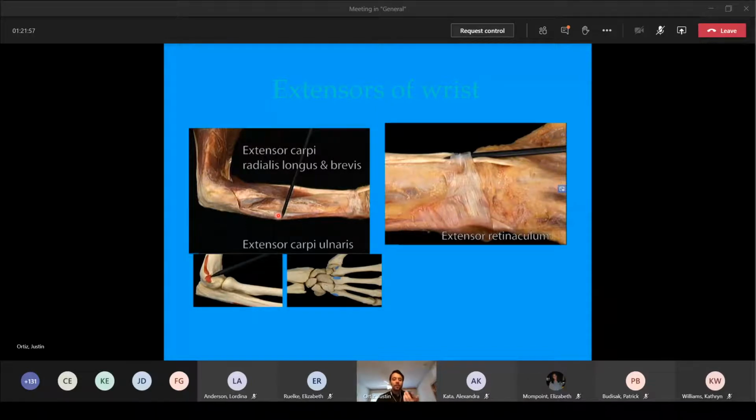This entire thing right here will be that. This would be the extensor carpi ulnaris. They removed the muscles all in between. You can see they removed those muscles. And this would be the most medial one, extensor carpi ulnaris. It's going towards the pinky side. So that's how you know it's going to be the extensor carpi ulnaris.